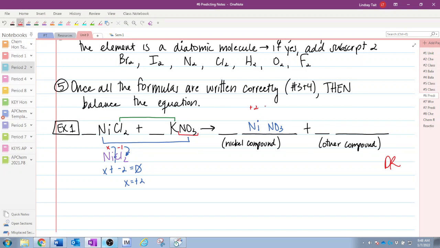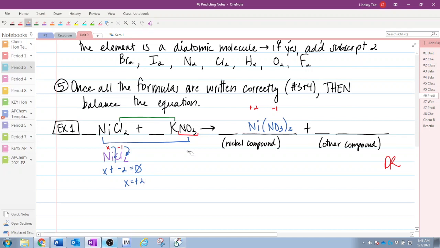And then nitrate. Do we remember the charge of nitrate? Nitrate's -1. So doing crisscross, doesn't the 2 from the nickel have to get crossed to the nitrate? Which means I'm going to have to take that nitrate, stick it in parentheses, and put a subscript 2 on the outside.